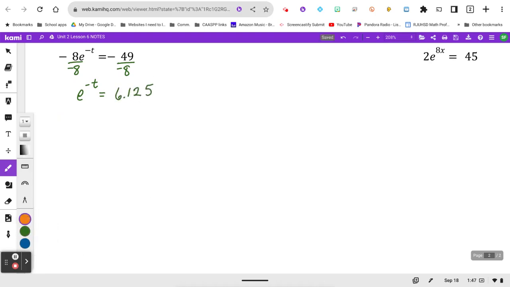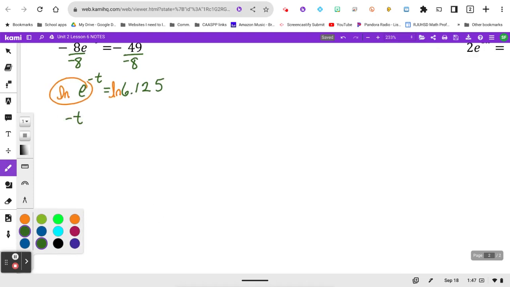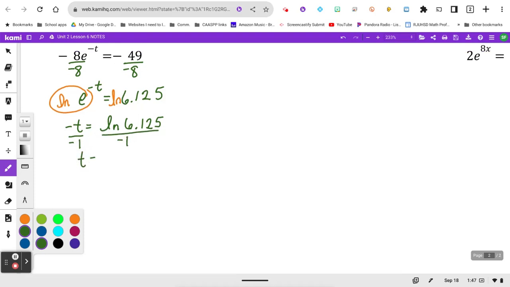And we're going to take the natural log of both sides. That gets rid of all of that. And it just brings it down to -t equals natural log of 6.125. And we want to get t by itself, so we're going to divide everything by -1 because we want the t to be positive. And if you put this in your calculator, you should have negative 1.81.